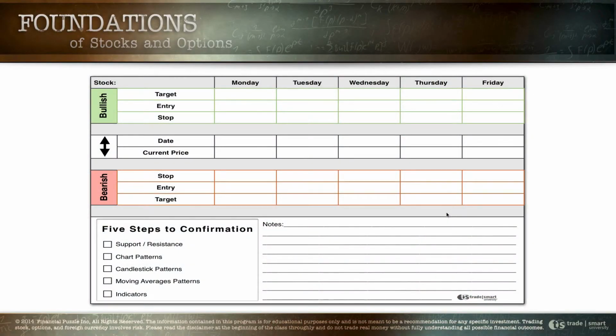Another variation that I like, and this is one that we created a couple years ago, a lot of our students like it, and I've enjoyed working with it, is this particular one that you see on the screen. Let me show you what I like about this one. The first thing I like is you've got a place for both a bullish and a bearish trade. So I like that component because you can have a bracket type of trade set up in here.